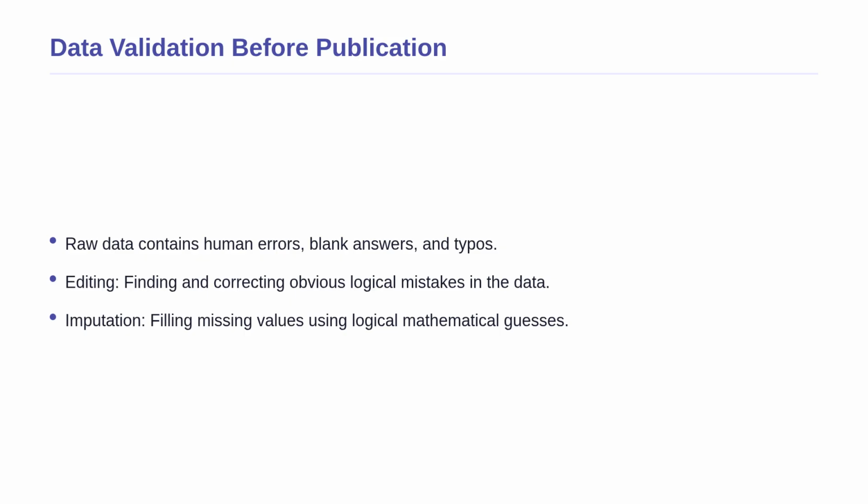Therefore, it must go through data validation. This relies on two techniques: editing and imputation. Editing finds and corrects obvious logical mistakes, like a 5-year-old listed as a medical doctor. Imputation fills in missing data using logical mathematical guesses based on the rest of the person's answers. Together, they ensure the final statistics are trustworthy.